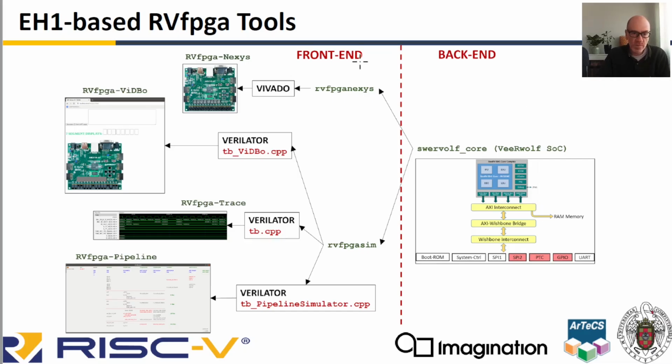RVfpga has support for different tools. All of them share a common backend, which is the VeeRwolf SoC we've just explained, but the front end is different. If we have an FPGA, we can use Vivado to generate the bitstream for the FPGA, in this example the Nexys A7, and we can also use RVfpga in simulation. All the simulators use Verilator, and we have three of them: RVfpga Vidbo, RVfpga Trace, and RVfpga Pipeline. We'll explain them next.